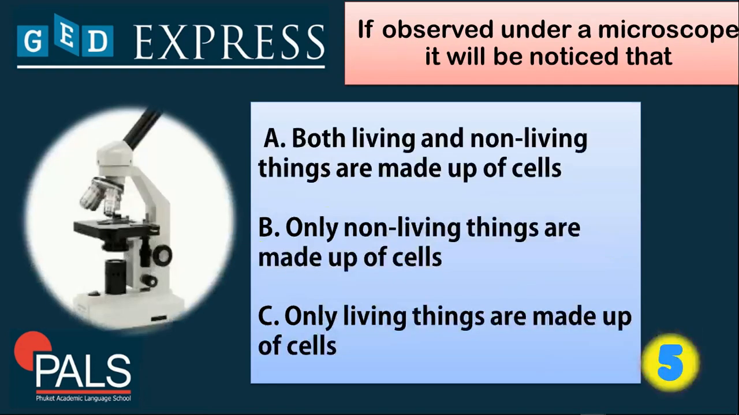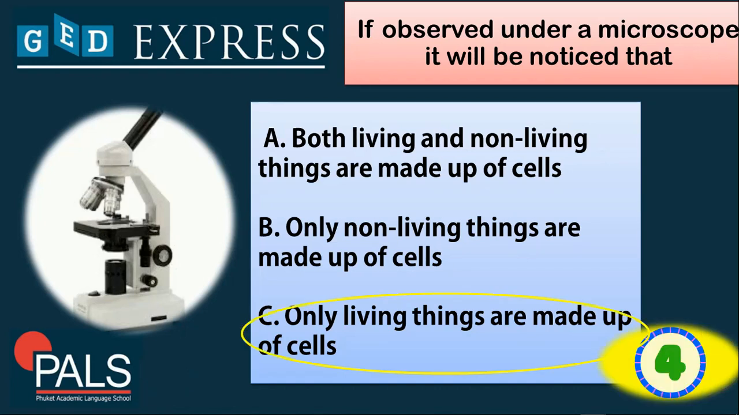How about this question? If observed under a microscope, it will be noticed that A, both living and non-living things are made up of cells; B, only non-living things are made up of cells; C, only living things are made up of cells. Quite confusing, but what is the answer? Yep, you're right. It's letter C. Only living things are made up of cells. Non-living things don't have cells, but they can be composed of matter.